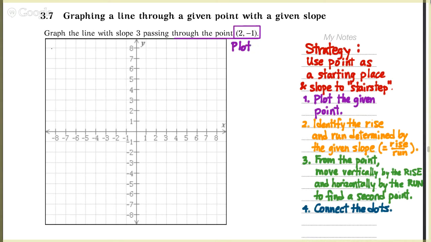All right, first things first. We know that this line has the point (2, -1) on it. So let's plot that point before we do anything else. (2, -1). There it is. That was easy. All right, second step. Let's look at the slope. We know that the slope of this line is 3.